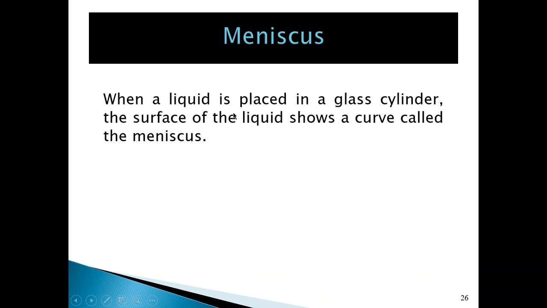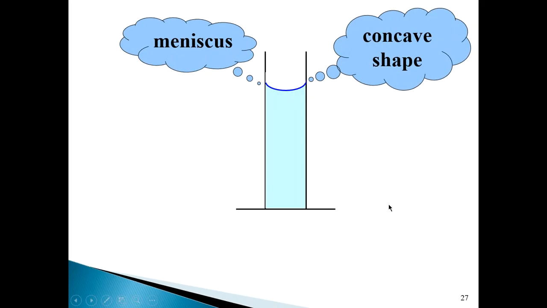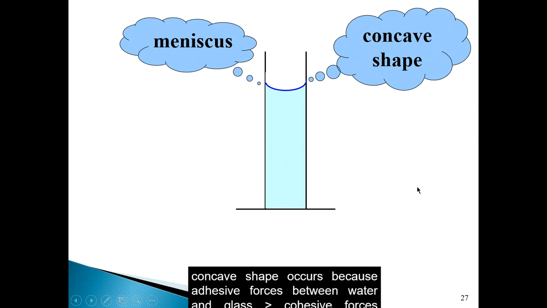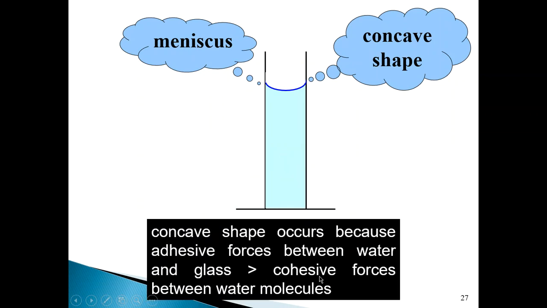So as stated here, when you have the liquid placed in a cylindrical glass container, you're going to have what is known as the curved surface of the liquid, which is known as the meniscus. And this diagram shows you basically the shape that results when the adhesive forces are greater than the cohesive forces between the water molecules.